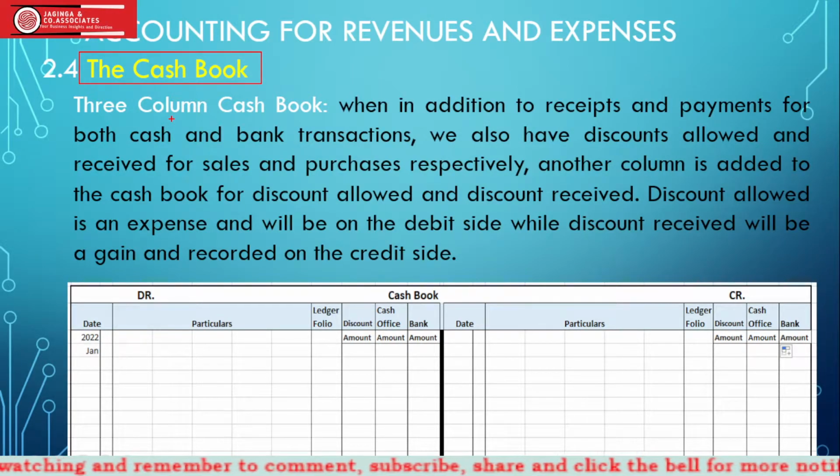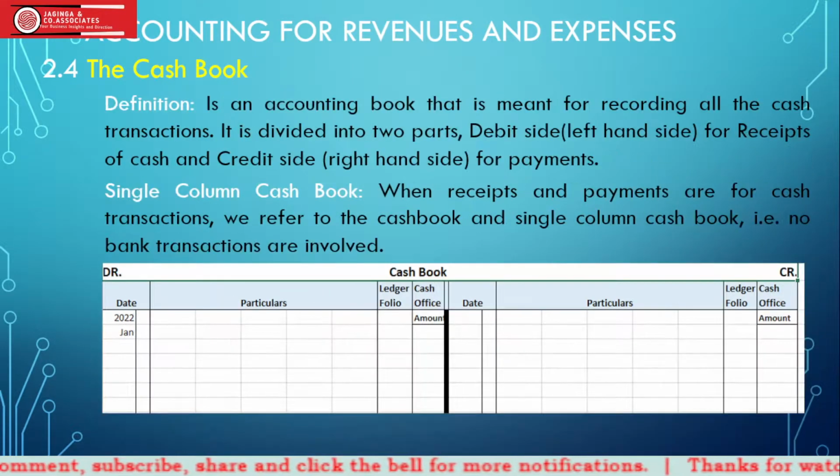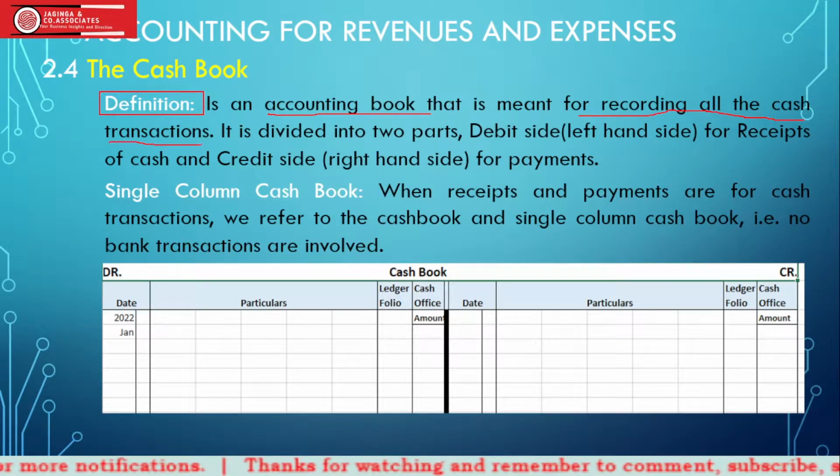Gaining more knowledge. So we are on cash book, and then we have different types of cash book. But before that, let's try to explain what we mean by cash book. And then we are saying cash book by definition is an accounting book that is meant for recording all cash transactions.